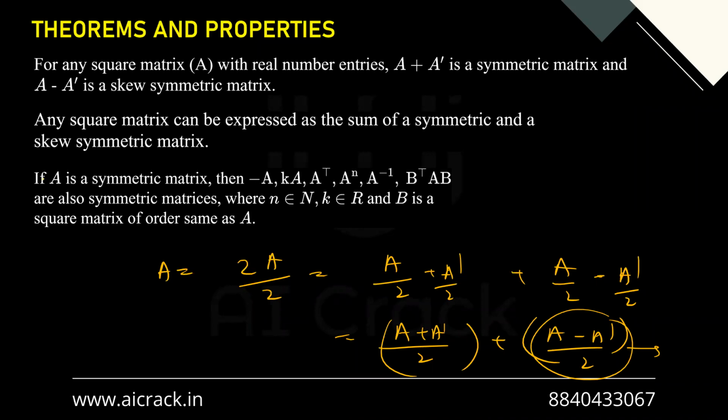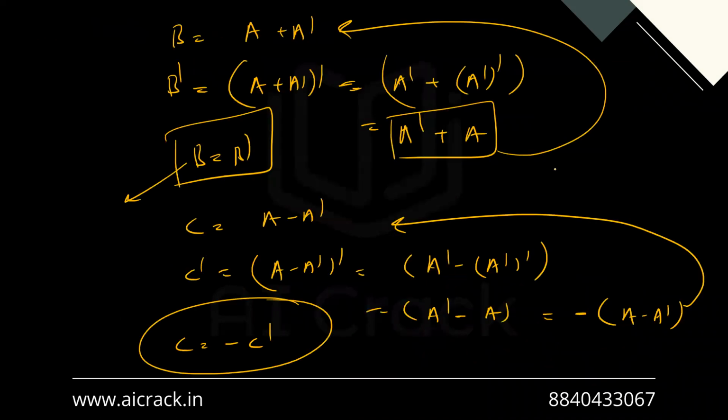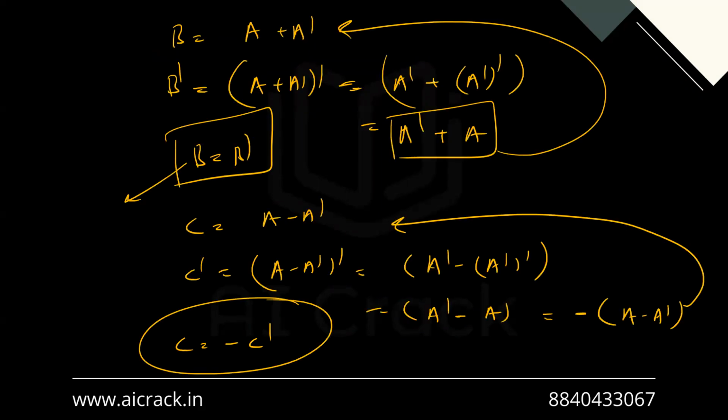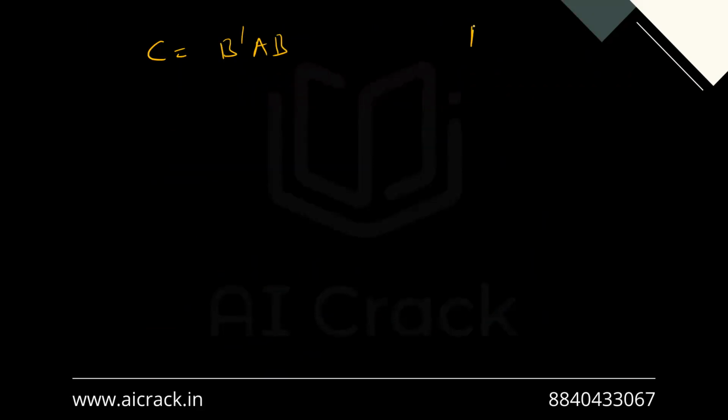So the last property is if A is a symmetric matrix, then minus A, k times A, transpose A raised to power n, A inverse, B raised to power, B transpose A B are also symmetric matrices. So let's take an example of this one. This looks very complicated. So we have B transpose A B. So let's say we have this matrix C called B dash A B, right? And it's given that A is a symmetric matrix. So A equals A dash. This has been given.